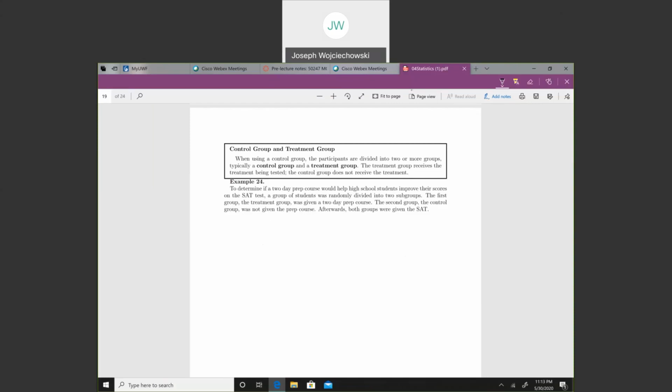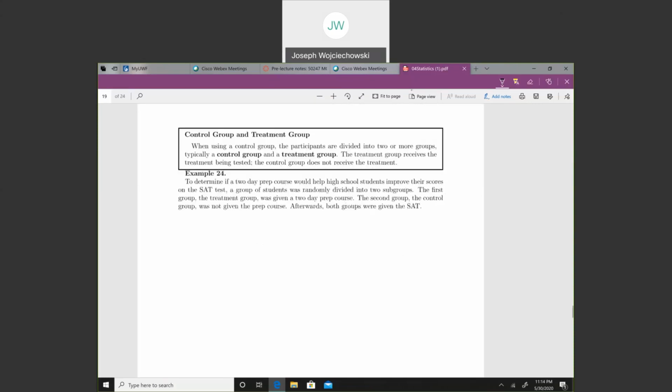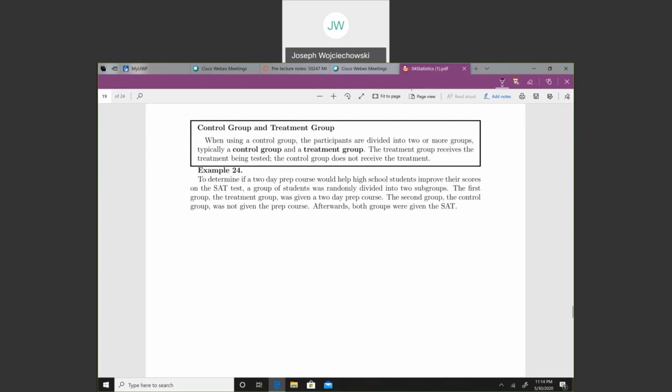If a 2-day prep course would help high school students improve their scores on the SAT test, a group of students was randomly divided into two subgroups. The first group, the treatment group, was given a 2-day prep course. The second group, the control group, was not given the prep course. Afterwards, both groups were given the SAT.